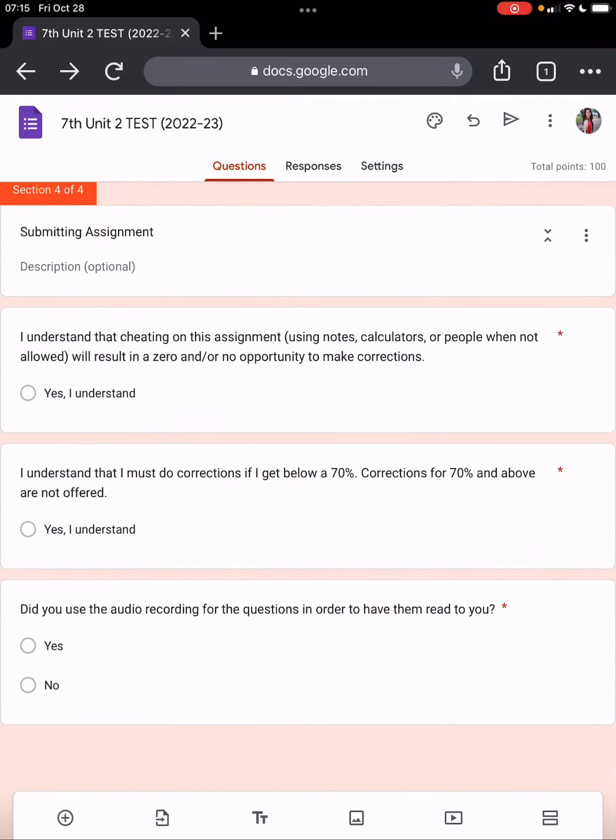When you are finished with your assignment, you must complete the following questions. I understand that cheating on this assignment, which means to use notes, calculators, or people when not allowed, will result in a 0 and/or no opportunity to make corrections. You are allowed to use your test to review. I understand that I must do corrections if I get below a 70. Corrections for 70 and above are not offered.